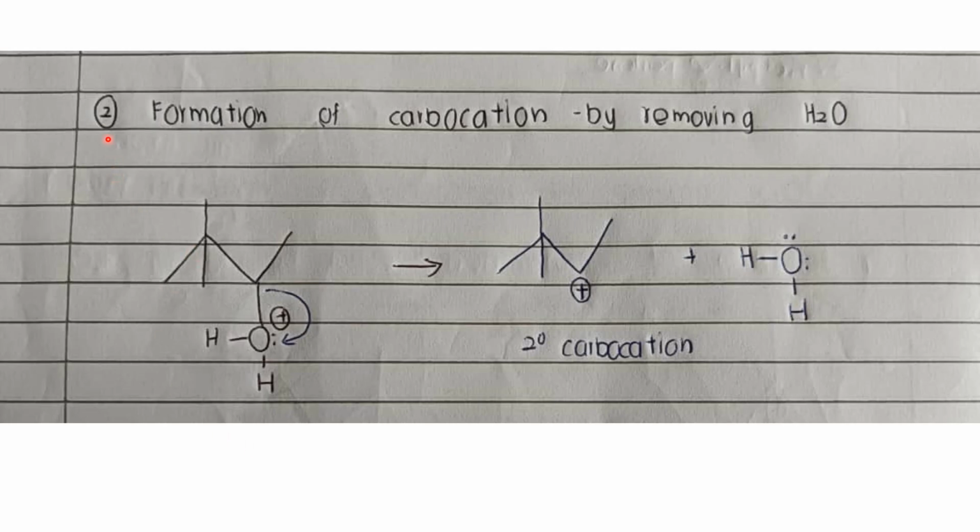Alright, now we will proceed to the second step, which is formation of carbocation by removing the H2O. In this step, as we discussed in step 1, they will form H2O because the H atom in the H2SO4 is attached with the OH group. So the H2O here is removed, breaking the C-O bond here, and the two electrons from the bond will move toward the oxygen for the same reason, because oxygen is more electronegative than carbon. And we see the intermediate product here. After removing the H2O, this will form a secondary carbocation.